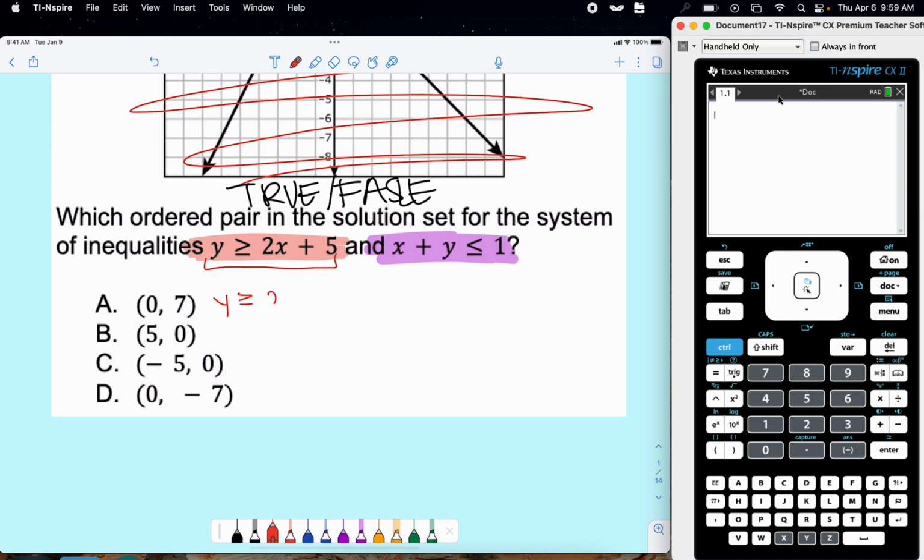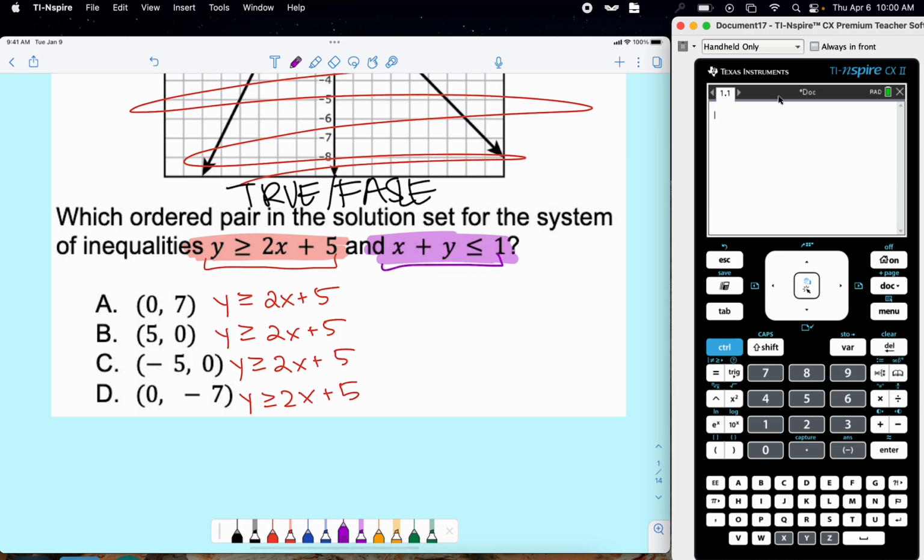y greater than or equal to 2x plus 5, four times. Then I'm going to write this one over here 4 times: x plus y less than or equal to 1.